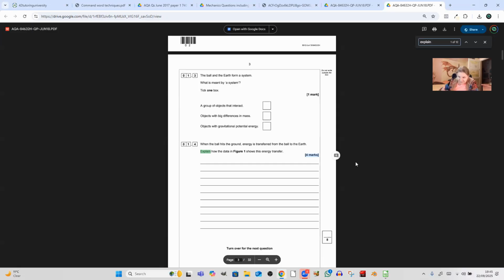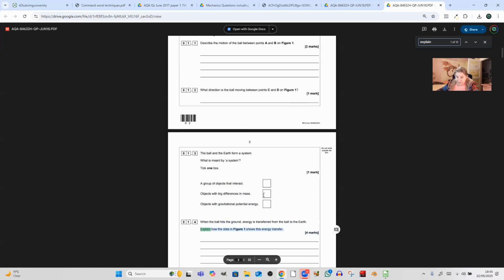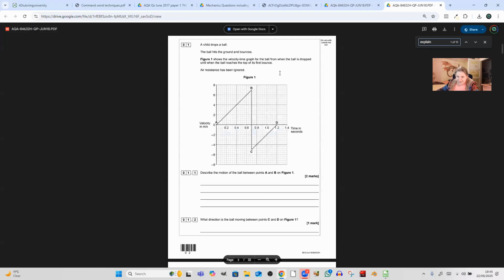It says when the ball hits the ground, energy is transferred from the ball to the earth. It says explain how the data in figure 1 shows this energy transfer. So you've got to go back and look at figure 1. There is figure 1. That's a bouncing ball. How does it show energy is being transferred? Ooh, explain, explain. This is a hard question. For GCSE, this is a very hard question.